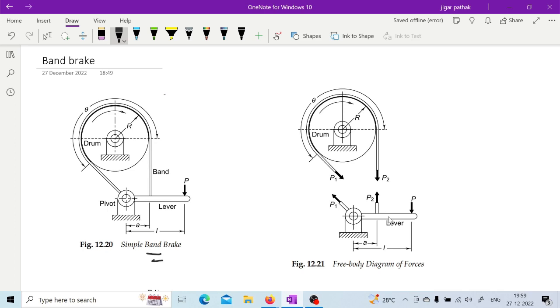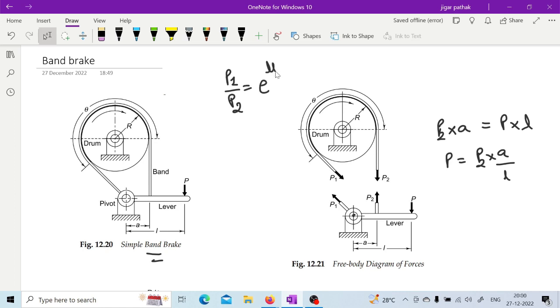So in the band brake, if you go for equilibrium of forces and equilibrium of moments, and take moment about this hinge joint, then you can write that P2 into a, because this is the distance and this is the force, is equal to P into L. So you can write P as P2 a by L. And as you know, in a belt drive the tension in the tight side and slack side is represented by the relation P1 by P2 is equal to e raised to mu theta. Is it correct?